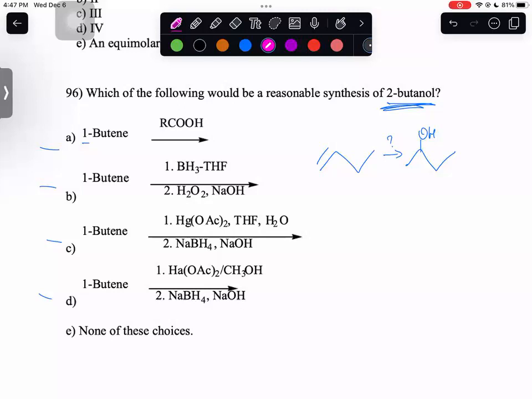Which one? Yes, because this is your oxymercuration. What kind of product would I form if I use B? 1-butanol. There you go. D wouldn't work at all.